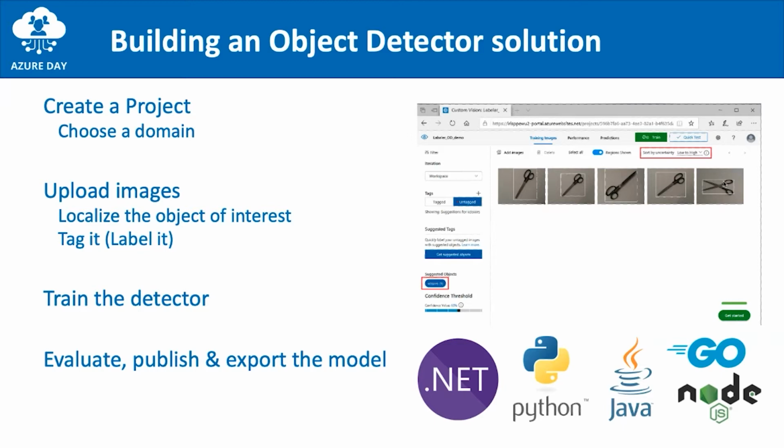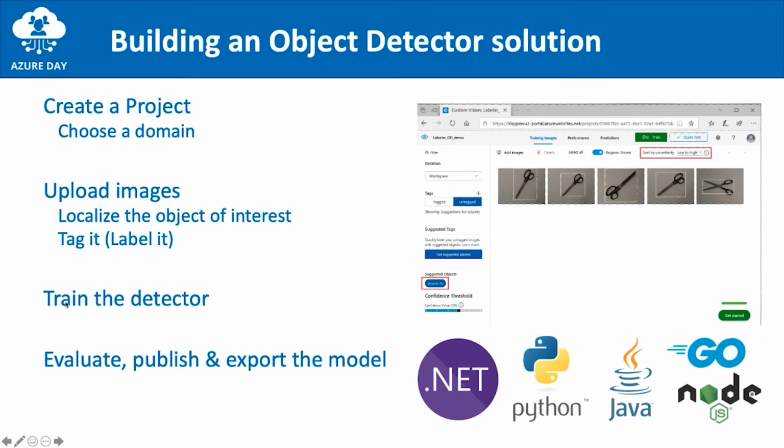First, you create a project in the portal in customvision.ai. There are several settings that you need to configure. Basically, you choose a domain. That's the most important one. After that, you upload your images. In this case, you need to upload the images, add a label, and also localize the object of interest. Yes, adding a label is also known as adding a tag.